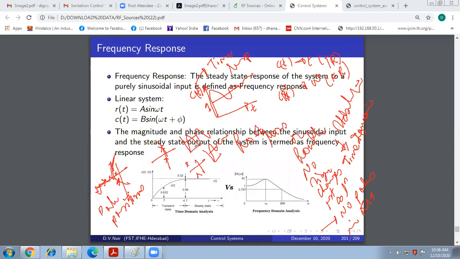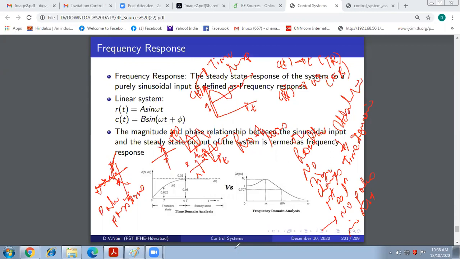Now, what is on the t-axis in each of these sketches? Time t. And what is on the y-axis? Output c of t, right? So these pole positions are only letting us know what? The nature of response, right? With respect to time t.